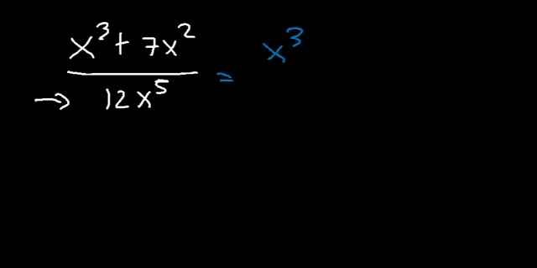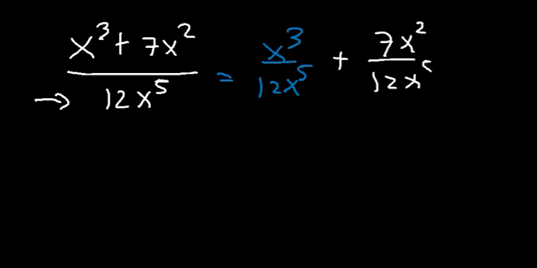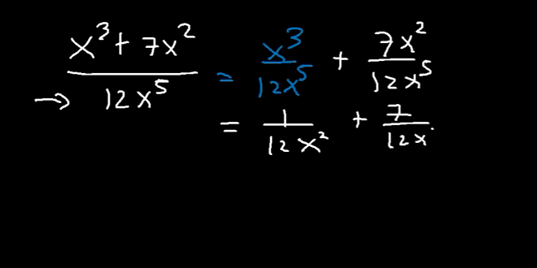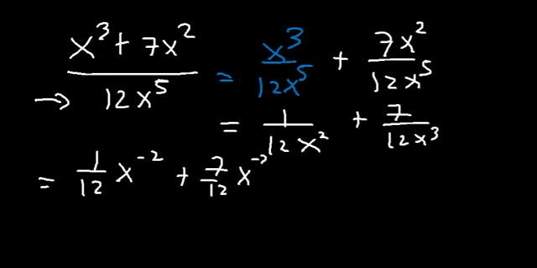This is the same as x cubed over 12x to the 5th plus 7x squared over 12x to the 5th. Now before you find a derivative, simplify it. So we can reduce this to 1 over 12 x squared plus 7 over 12 x cubed. Now I would rewrite it. This is the same as 1 over 12 x to the negative 2 plus 7 over 12 x to the negative 3. So now let's use the power rule.